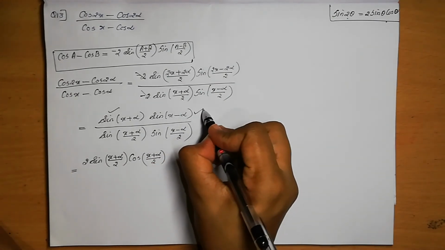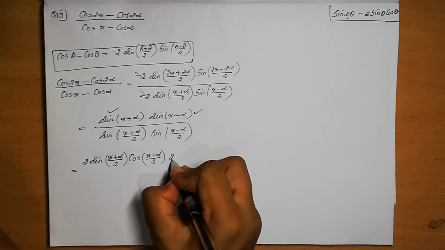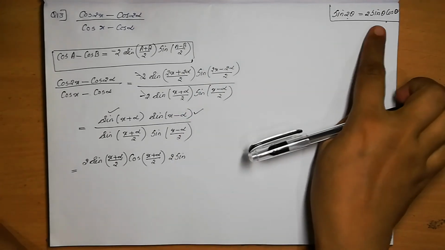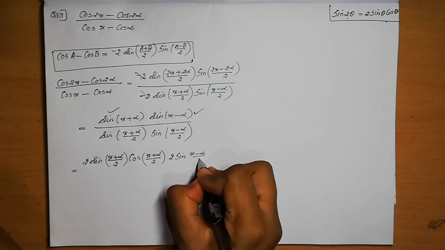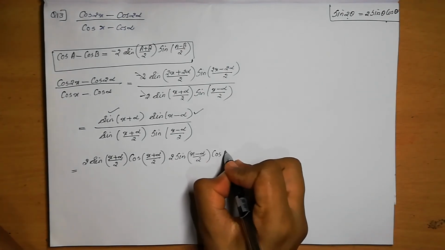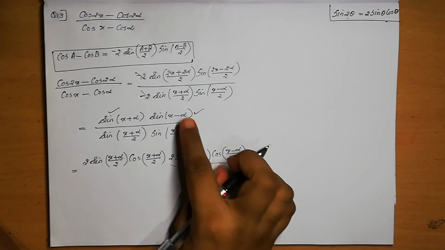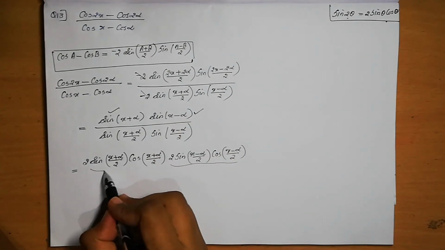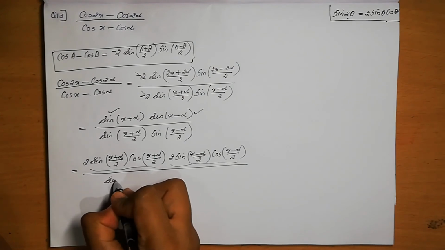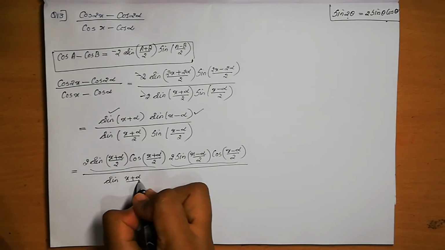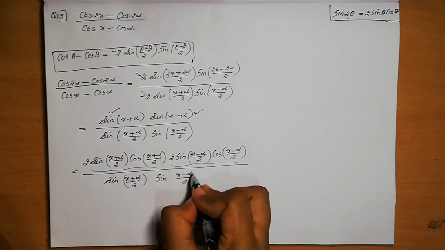Next, here also we need to apply. This is also in the form of sine theta, where theta is x minus alpha. That means 2 into sine of half of the angle: 2 theta becomes theta, so here also half of the angle, 2 sin((x minus alpha)/2) cos((x minus alpha)/2) we can write. This is for the first, sine of x plus alpha, and this is for the second, sine of x minus alpha. The whole divided by sin((x plus alpha)/2) sin((x minus alpha)/2) we can write.